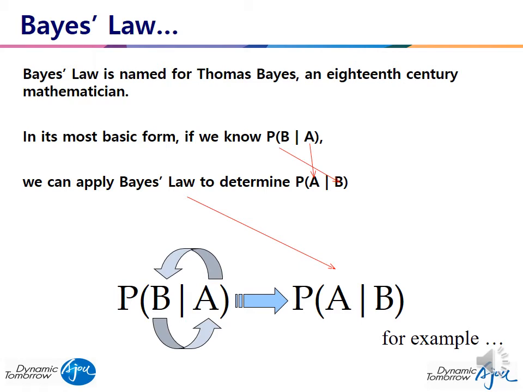Bayes' law is named for Thomas Bayes. He was an 18th century mathematician. In its most basic form, if we know probability of B given A, we can apply Bayes' law to determine probability of A given B. So if we know probability B given A, then we can calculate probability A given B. Let's see an example from the next slide.